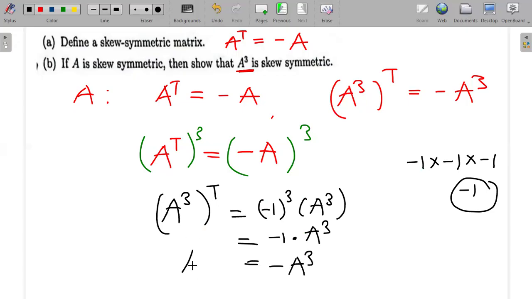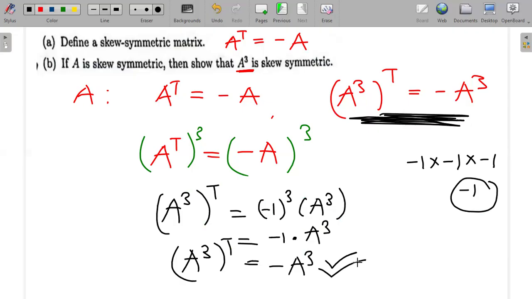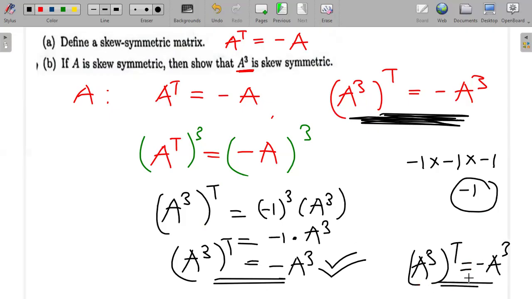Then on the other side, I have A to the power 3 and then transpose. You can see now that the condition we wanted is what we get here, meaning that A to the power 3 is skew symmetric. Okay, so the proof ends here. Hence proved, because we have shown that A to the power 3 transpose is equal to minus A to the power 3. All right, so any questions there?